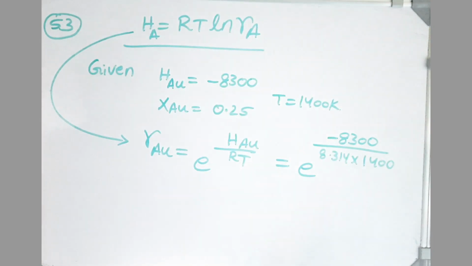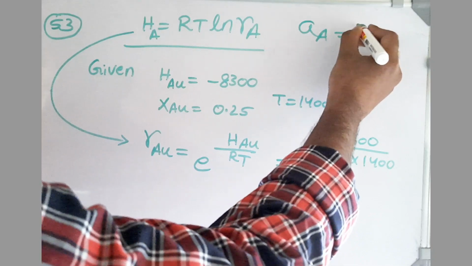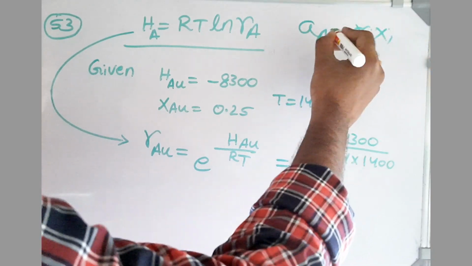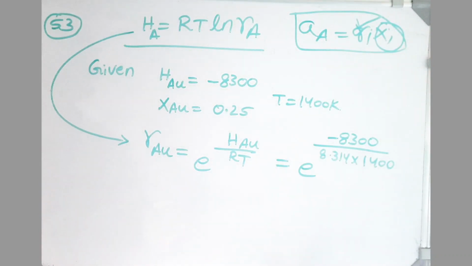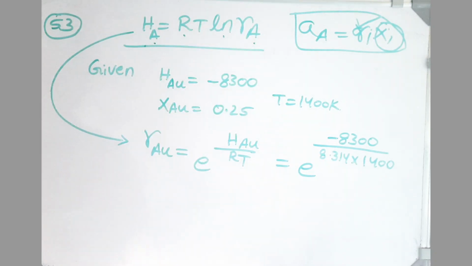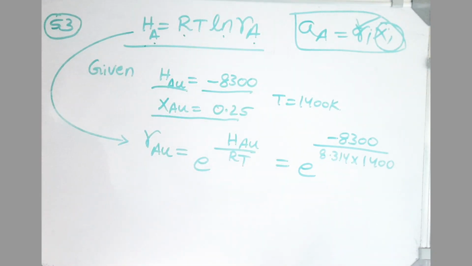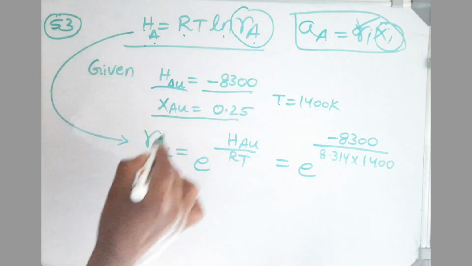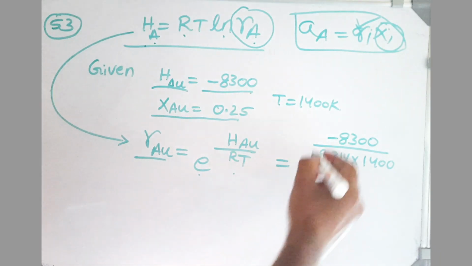Friends, for question number 53, we need to find the activity of gold. We know the activity of anything is given by gamma into x i, right? So we need to find gamma, and x is already given. We have the partial molar enthalpy formula as RT ln gamma. Given the partial molar enthalpy of gold is this, and the mole fraction of gold is this, we can say gamma of gold is equal to e to the power of h gold divided by RT. So let's substitute the values.